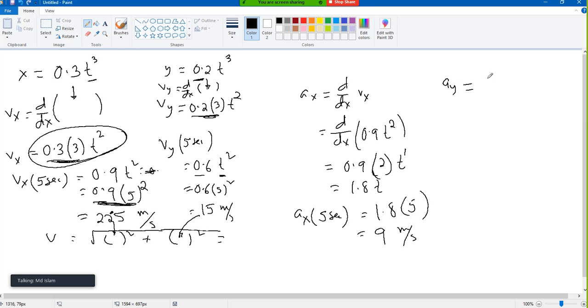So what is Ay? d by dt of Vy. What is Vy? Vy is 0.6 t squared. That means keep 0.6 and bring that 2 down, and t is 1.